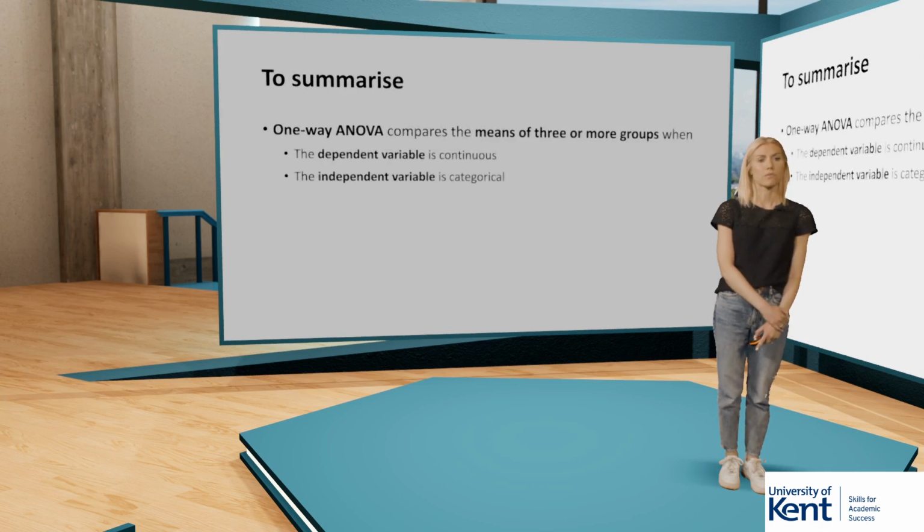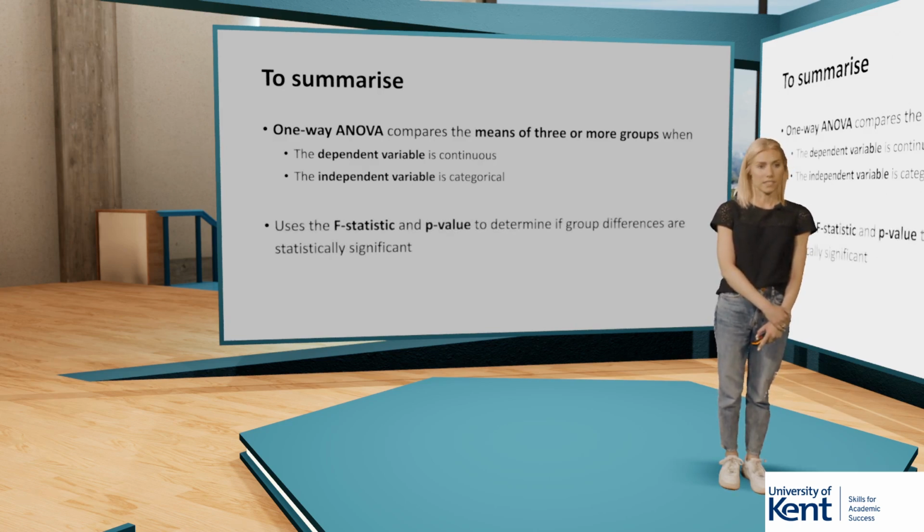To summarise, a one-way ANOVA is used to compare the means of 3 or more groups when the dependent variable is continuous and the independent variable is categorical. It uses the F statistic and p-value to tell us if group differences are statistically significant.